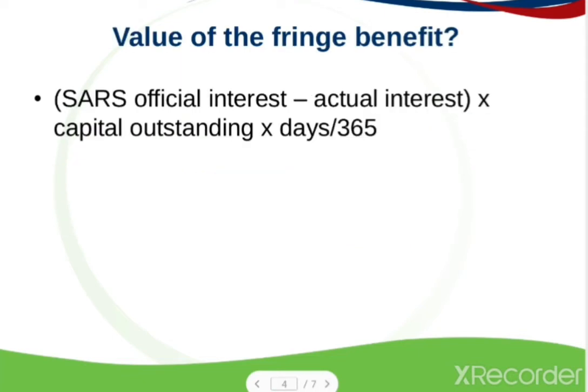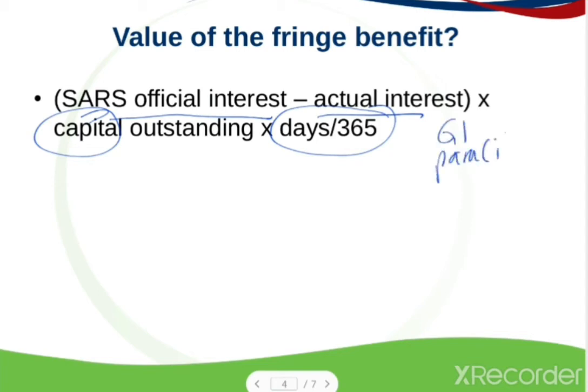The value of the fringe benefit is you would take the difference between your SARS official rate and the actual interest percentage that's been charged, multiply by the capital that's outstanding, multiply by the number of days divided by 365. And that's what you would include into gross income in terms of special inclusion, paragraph (i).